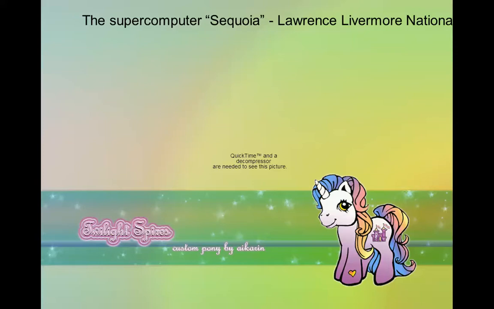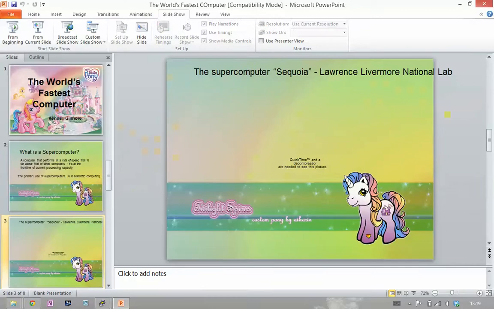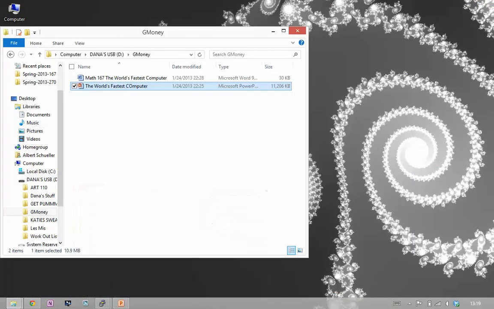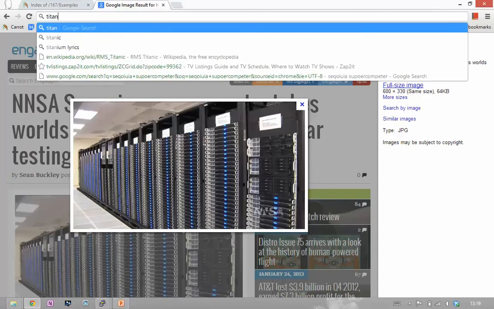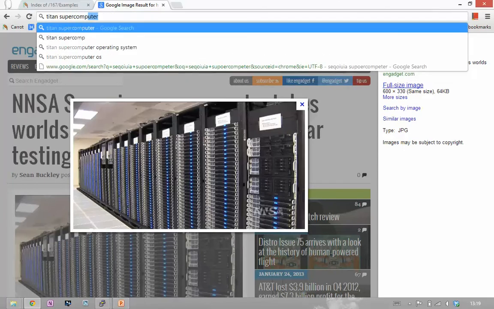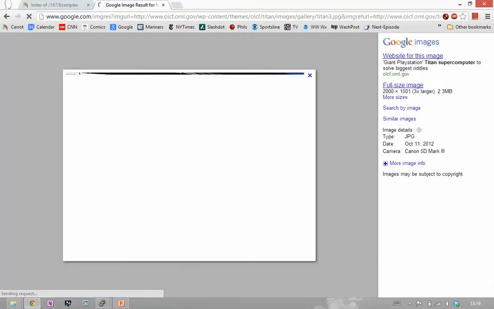Okay, so the world's fastest computer is Titan right now, which actually went online early in 2013. And I'll show you a picture of that too. Is that supposed to be a picture? Oh yeah, that's supposed to be a picture. Okay, so this is Titan right here.